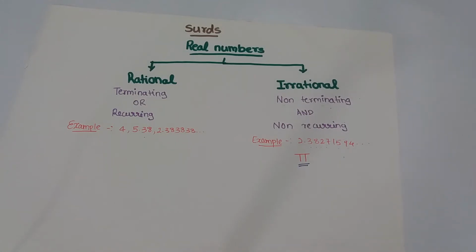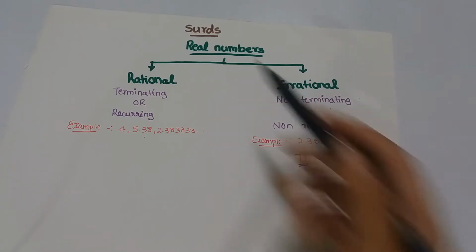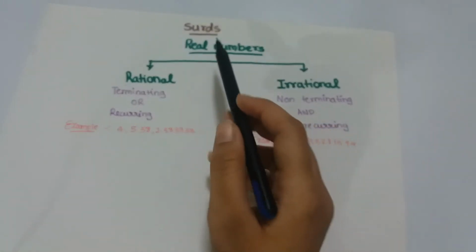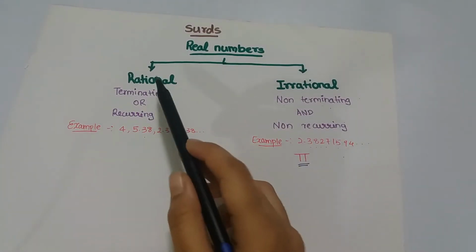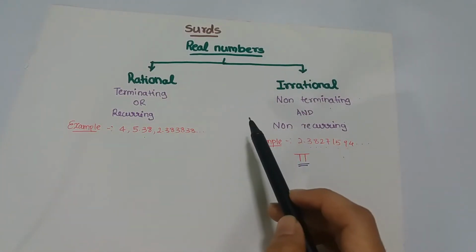Hello everyone. Today we are going to study a topic which is very important but slightly confusing. So today I'll be clearing all your concepts related to the topic surds. To understand surds, we first need to understand rational numbers and irrational numbers.